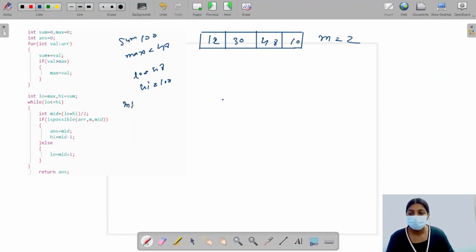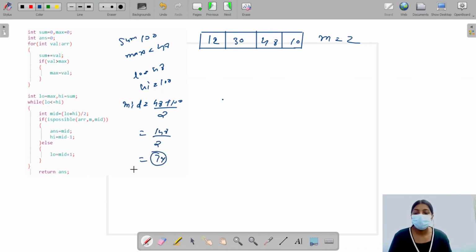My mid will be equal to what? Low plus high by 2, 48 plus 100 by 2, which is equal to 148 by 2, which is equal to 74. All right, my mid is 74.